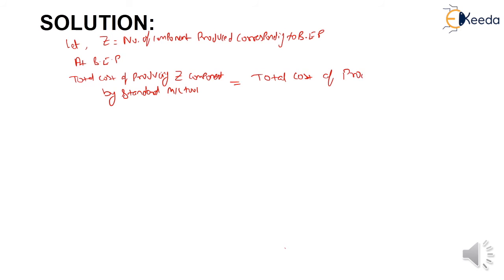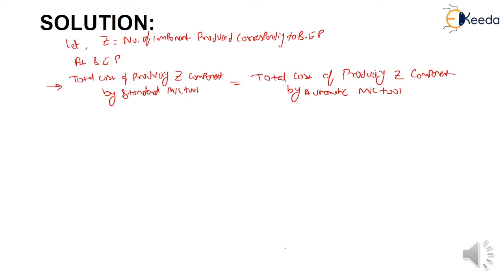of producing Z components by an automatic machine tool. So this is the main concept which has been applied in this question. With the help of this concept, we will calculate your answer.